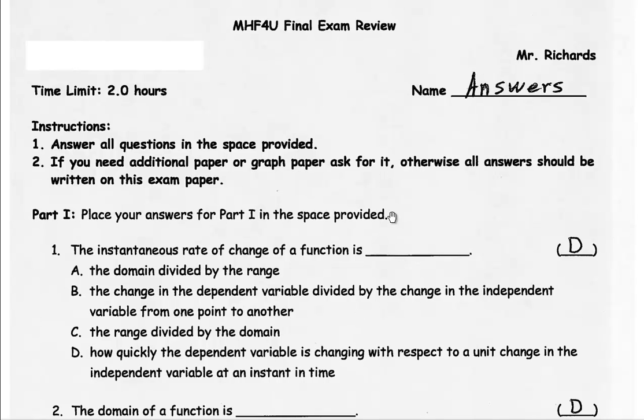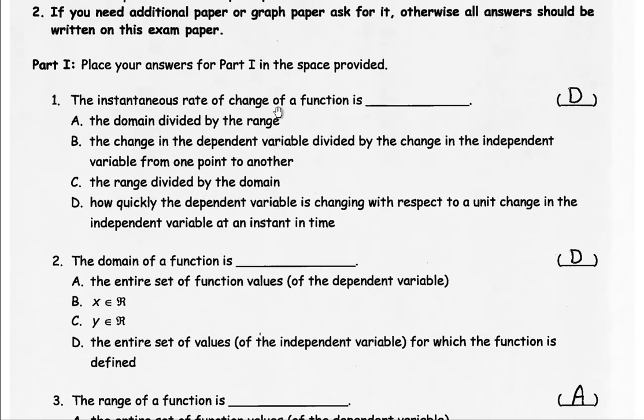The purpose of this video is to go over this exam review for the Advanced Functions course in detail, and we'll start with the multiple choice questions. The first one says the instantaneous rate of change of a function is, and D is the correct answer here.